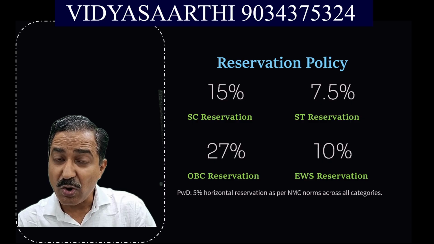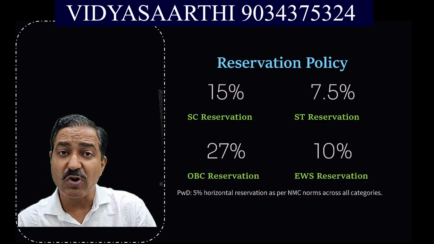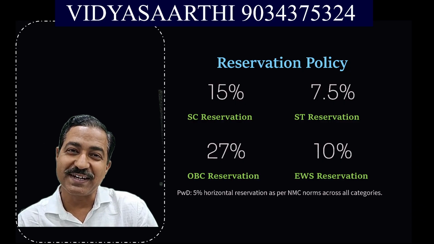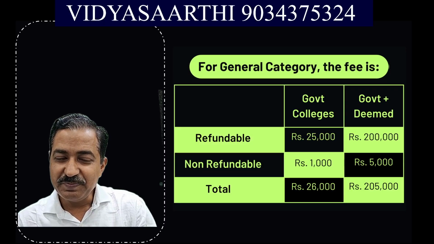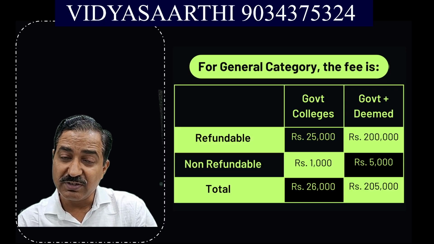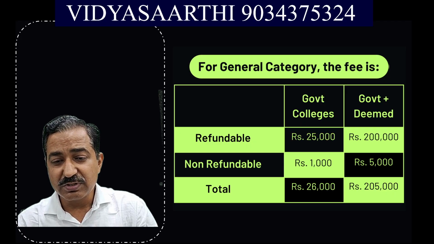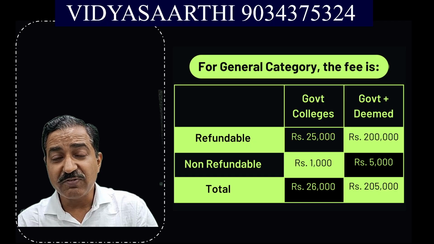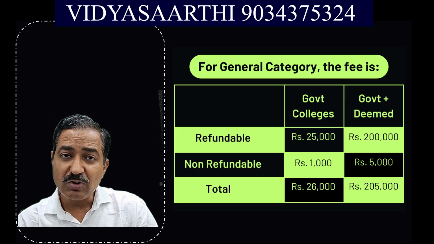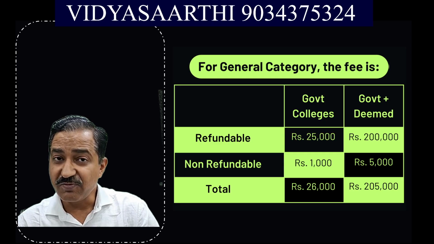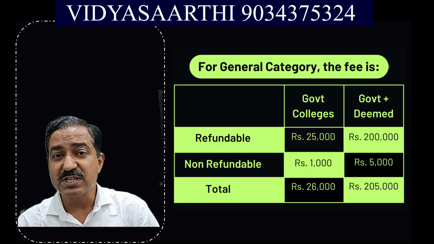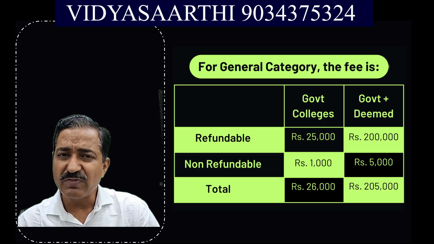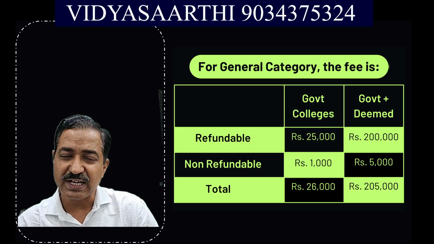So, in other words, the horizontal 5% reservation for physically disabled candidates is applied across all the categories. Now, what would be the fee for filling this form? For government colleges only you wish to apply, then you have to pay a total fee of 26,000. Out of that, 25,000 would be the refundable component. 1,000 is the counseling fee, which is not going to come back. So remember, this fee we are telling you is for the general category.